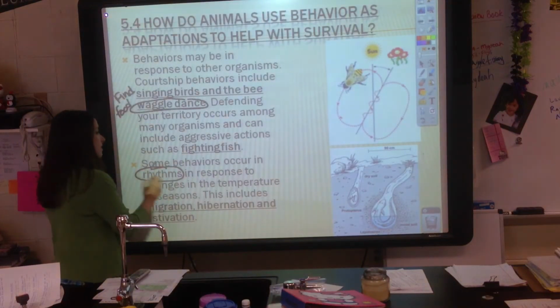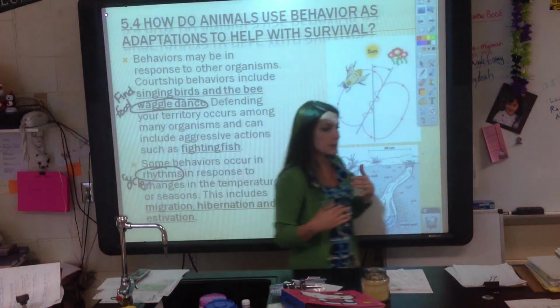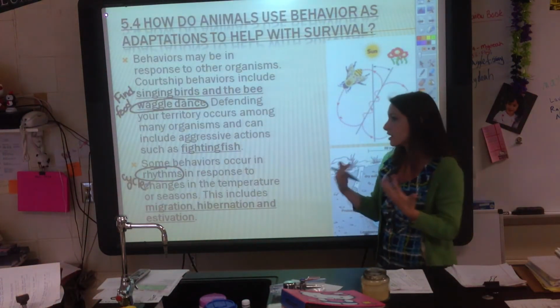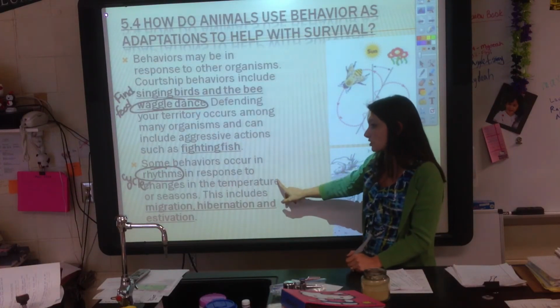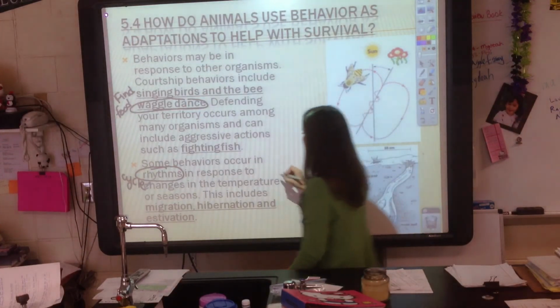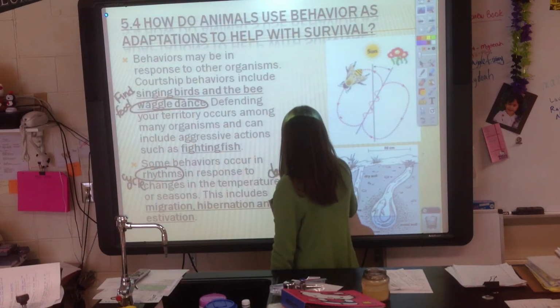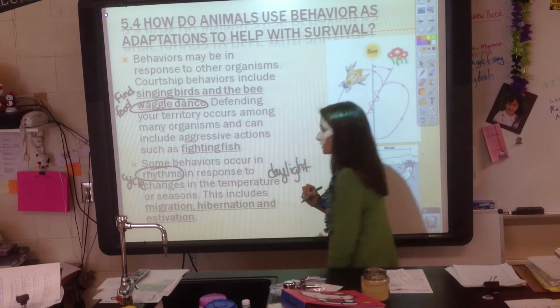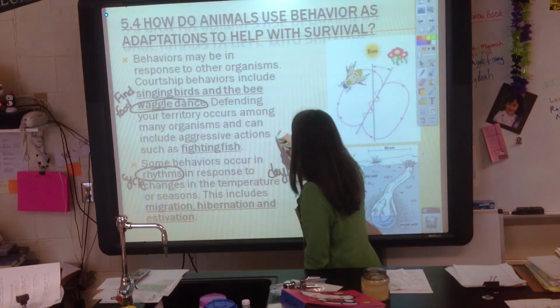The last part that we're going to talk about today is that some behaviors occur in rhythms. Next to rhythm, we're going to put cycle. So a rhythm or a cycle happens over and over and over again. And sometimes these happen in response to changes in the temperature or the season. I also want us to add in, for example, daylight. And this is something called your circadian rhythm.